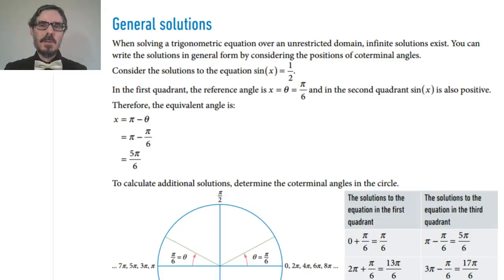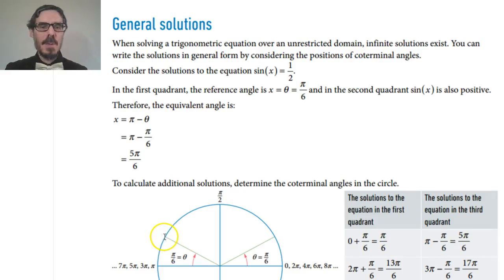Of course, if we don't restrict the domain to a particular set of angles, there are actually an infinite number of possible solutions to any given trig equation. Well, to most trig equations anyway. For example, the equation sin x equals a half is going to give me the solution 30 degrees, pi on 6. But we're talking about sine, so there's another answer over here as well in the second quadrant.